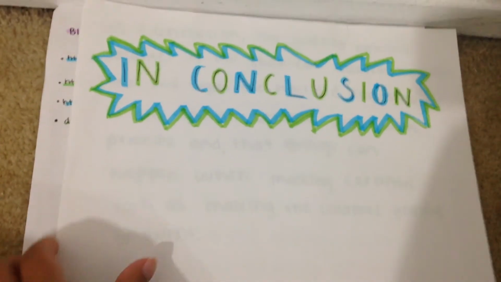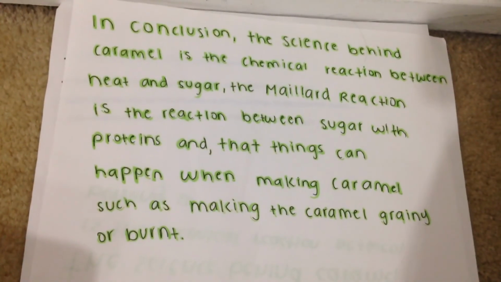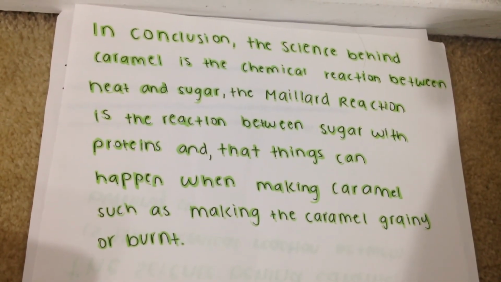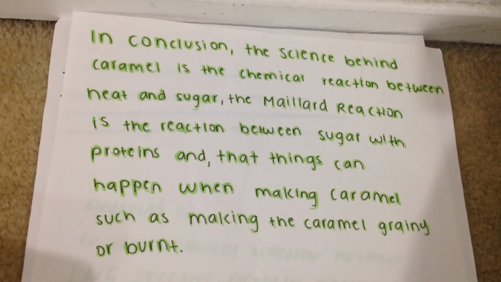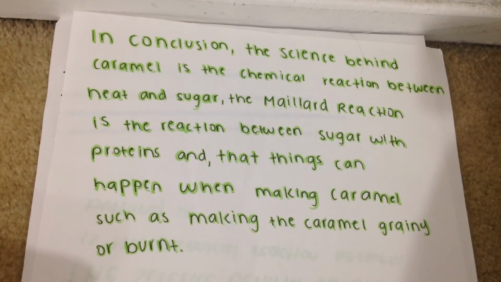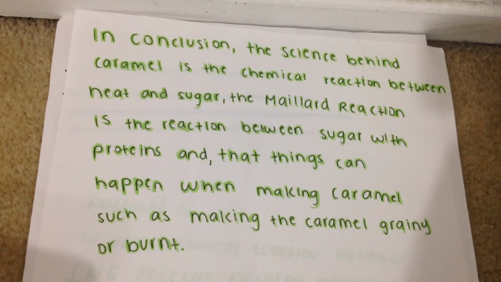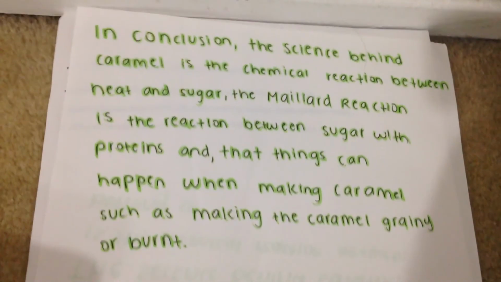In conclusion, the science behind caramel is the chemical reaction between heat and sugar. The Maillard reaction is the reaction between sugar and proteins, and things can happen when making caramel, such as making the caramel grainy or burnt.